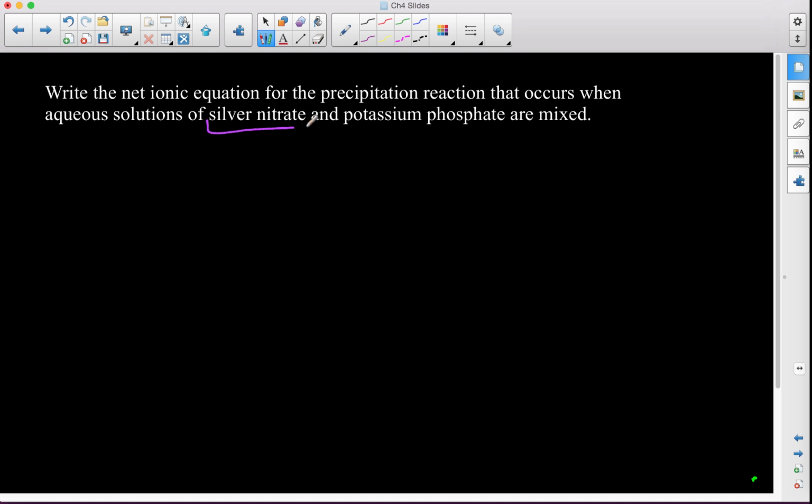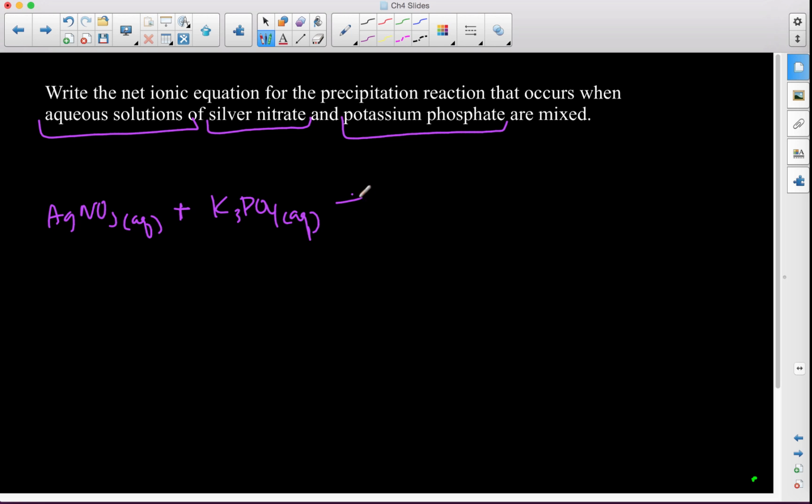So we want the net ionic of silver nitrate and potassium phosphate, and it says that they are aqueous solutions to begin. So we will take our AgNO3 aqueous plus potassium phosphate, which is K3PO4 aqueous, and we know that this is what kind of a reaction? Ding, ding, ding, double displacement. KNO3 plus Ag3PO4.